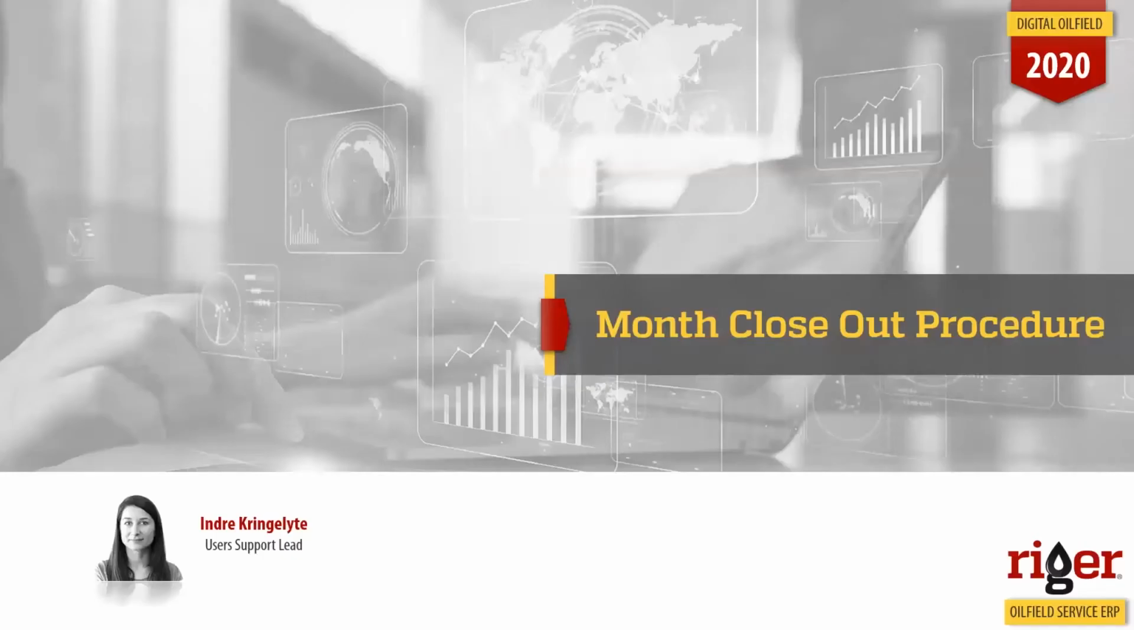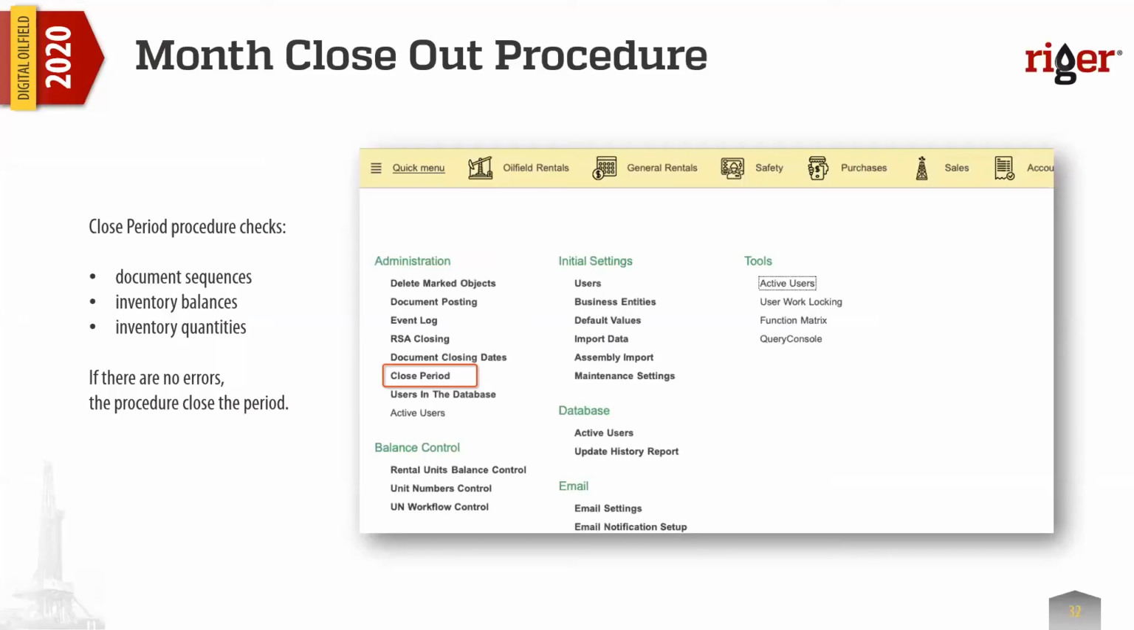So let's move further, and I would like to describe and show you one very important function and procedure. I would call this more of a procedure in RigER: the month closeout procedure. To keep the RigER database healthy, we recommend running this procedure every single month, and I will explain what exactly it does in the RigER database. As you can see, you can find this under the settings menu, in the administration section, the close period. It is called Close Period in RigER.